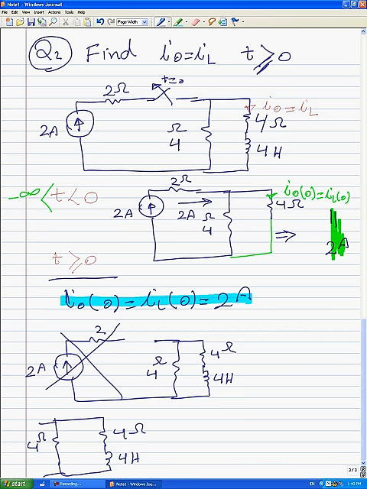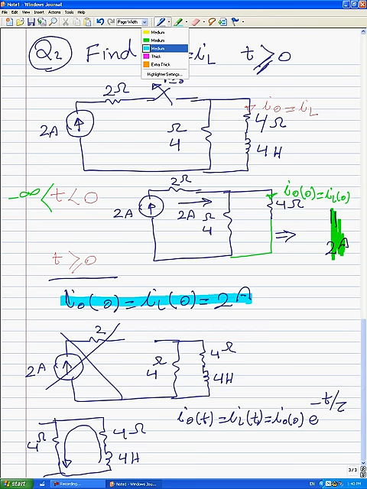Again, this circuit is called a source-free circuit. And the current of this inductor should be discharged through these two resistors. And immediately we can say I out, or IL(t), is equal to I out at the time of 0 times this part of the equation. This is the equation for the output current.